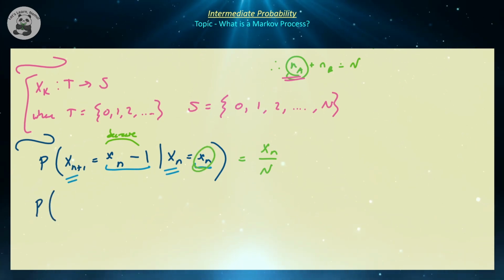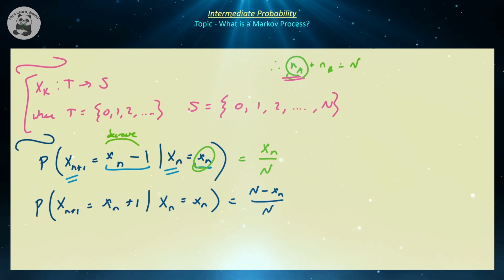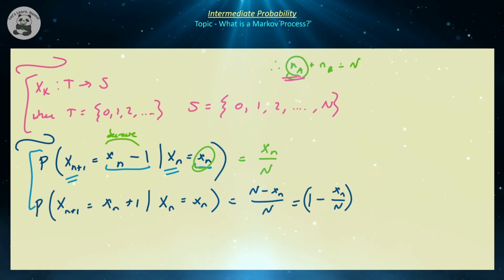Similarly speaking, what's the probability that x_{n+1} is equal to little x_n plus 1, assuming that at time t equal to n we had x_n? So if it increases, that means the molecule selected must have belonged to the other container, which is the complement of x_n over M. So that's obviously going to be equal to capital M minus little x_n all over capital M, or you could equivalently write that as 1 minus little x_n over capital M. Whichever one you feel more comfortable with is obviously perfectly okay.